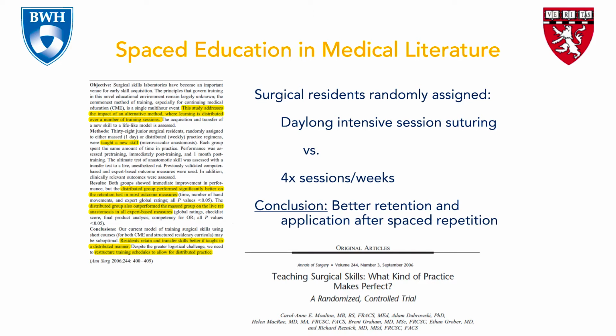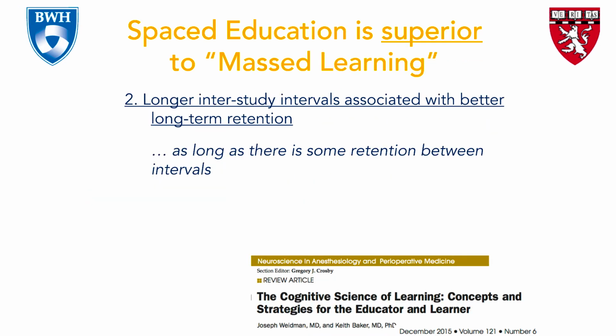The study was one of the first to assess the impact of an alternative method, where learning was distributed over multiple training sessions. They noticed with their outcomes that the residents and trainees performed better on retention tests and also during a live actual demonstration. The conclusion was that residents retained and transferred skills better if they were taught in a distributed manner. This was important because it allows us as educators to really think about restructuring our training schedules to allow more distributed practice than this concept of mass learning.